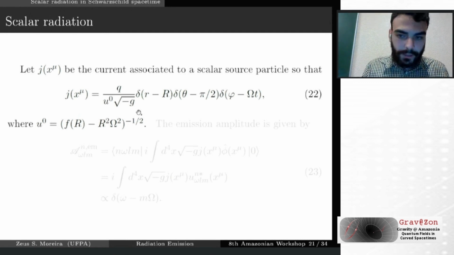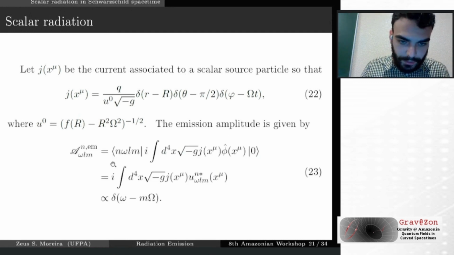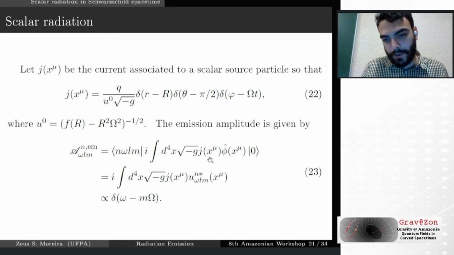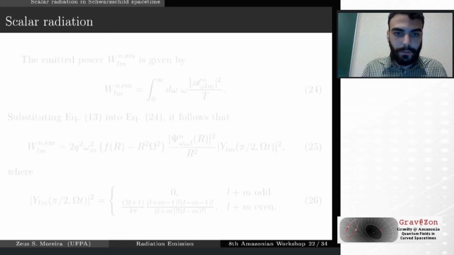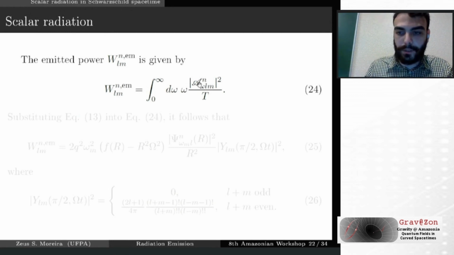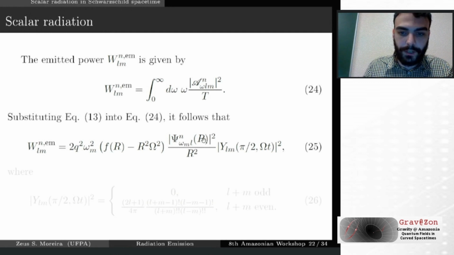And we can calculate the emission amplitude of a particle with quantum numbers n, omega, L, n being emitted. This is a calculation at first order. And with the emission amplitude, we can calculate the corresponding emitted power according to equation 24. If we expand this emission amplitude, we can obtain this expression given here in 25.